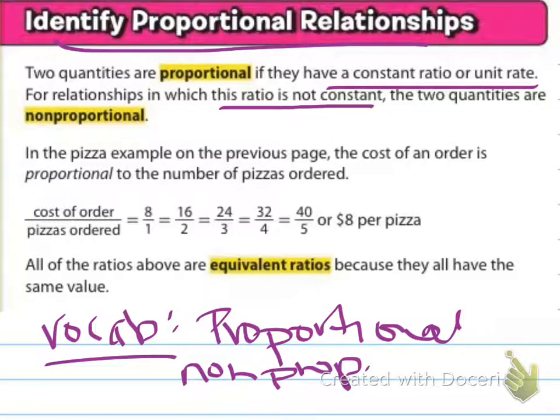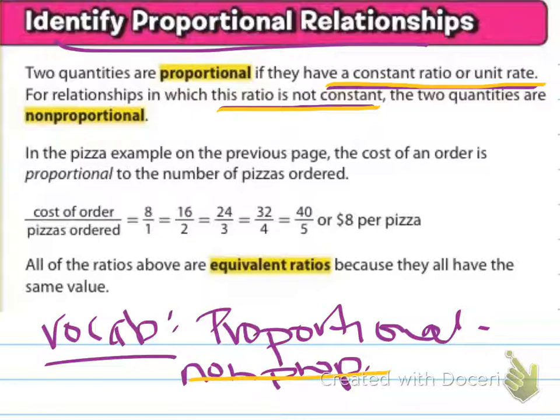Alright, so this is going to be a vocab section, so go ahead and write vocab, and we're going to write proportional, and the definition for proportional is right here. Proportional means they have a constant ratio or unit rate. And then for non-proportional, you're going to write this ratio is not constant. Okay, so not constant. So write those down. If you need to take more time, pause the video.